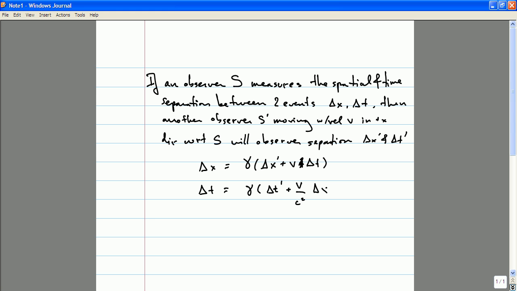And the coefficients in this linear relationship were derived last time based on the postulates of special relativity. And we checked last time that this way of thinking about special relativity as a relationship between the spatial and time separations as measured by different observers reproduces the same basic effects that we described 2 weeks ago, namely time dilation, length contraction, and the relativity of simultaneity.